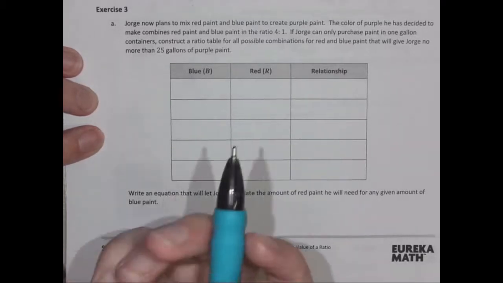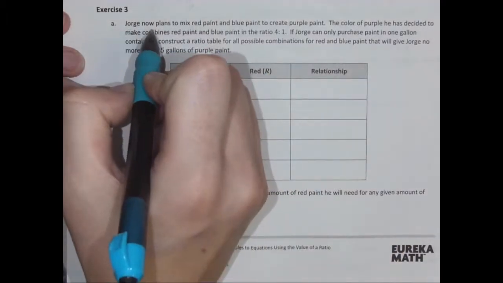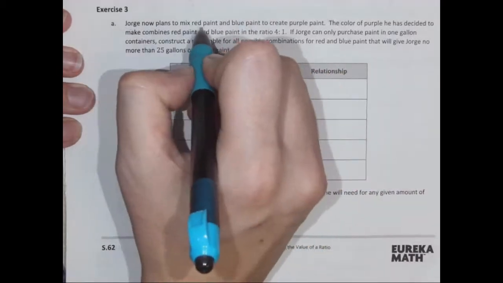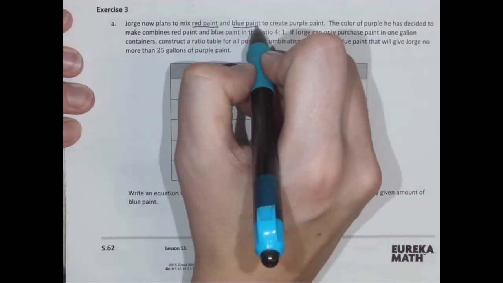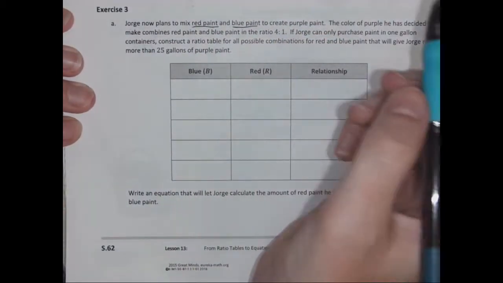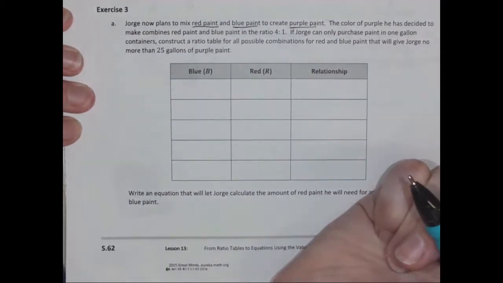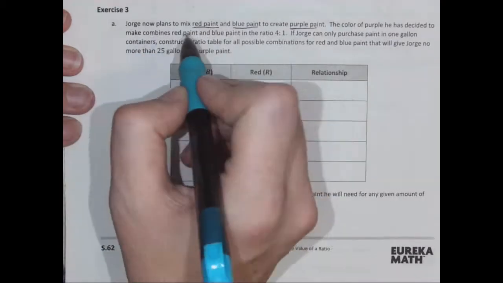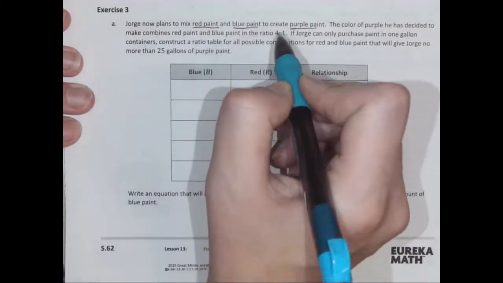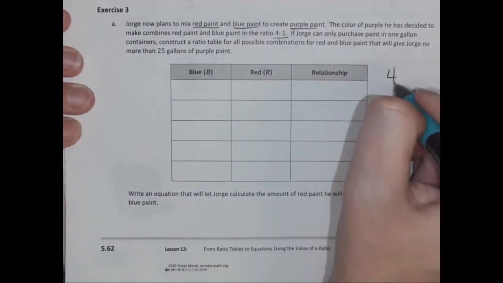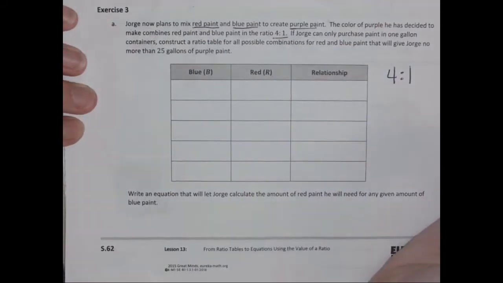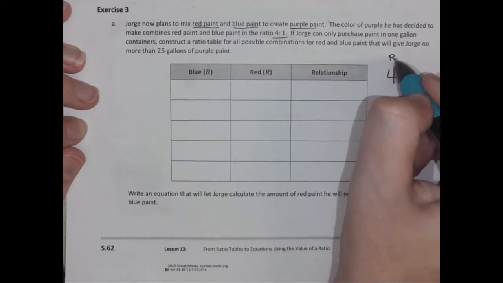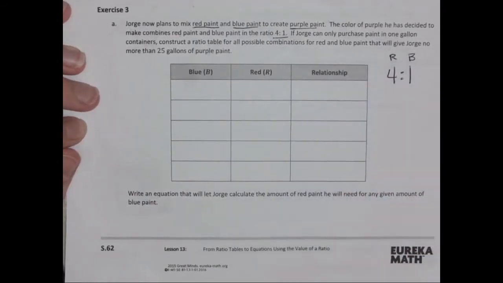Jorge is mixing paint again, okay? He must have bought a new house. This time he's going to mix red paint and blue paint. So he's going to have an orange room, and now he's going to have a purple room. The color of purple he wants to make combines red paint and blue paint in the ratio 4 to 1. So 4 to 1 is our ratio. And is that blue to red or red to blue? Red to blue. So I have to label it. I don't want to get my values backwards.